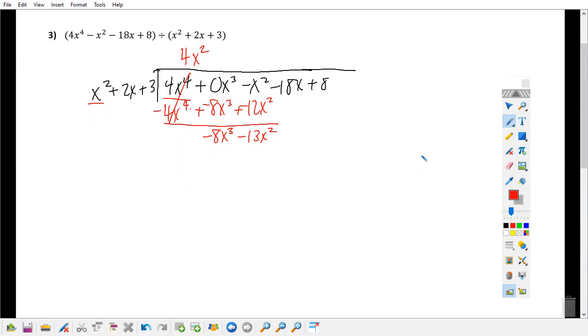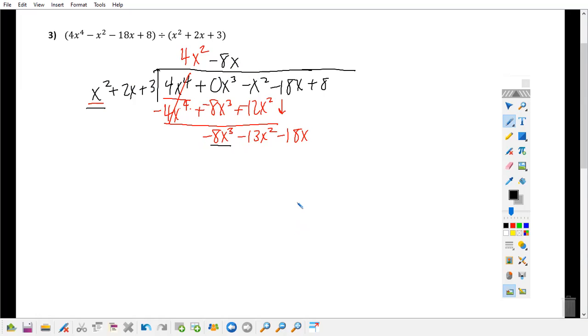Do we see that? And now we're about to bring down. The last step before we start repeating the process is bring down. So we divide, multiply, subtract, bring down. Divide, multiply, subtract, bring down till we can't no more. Okay, here we go. Now we have negative 8x cubed divided by x squared. That's going to be negative 8, right? And what is 3 minus 2? 1. So negative 8x cubed divided by x squared is negative 8x.